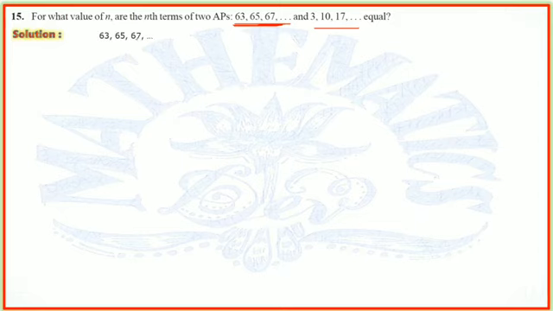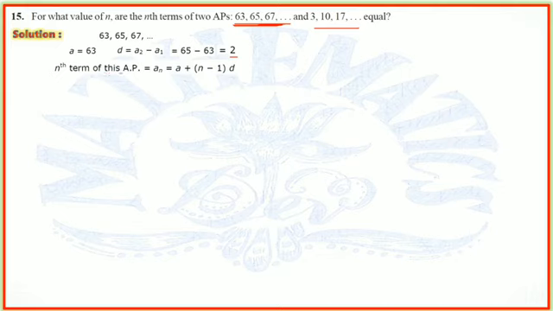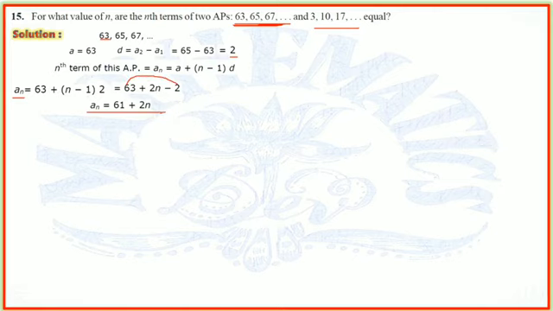First AP: 63, 65, 67. a is equal to 63, d is equal to second term minus first term, that is 65 minus 63, which is equal to 2. The common difference is 2. So the nth term will be an is equal to a plus n minus 1 into d, which is 63 plus n minus 1 into 2, which is 63 plus 2n minus 2, which is 61 plus 2n. So this is equation number 1.